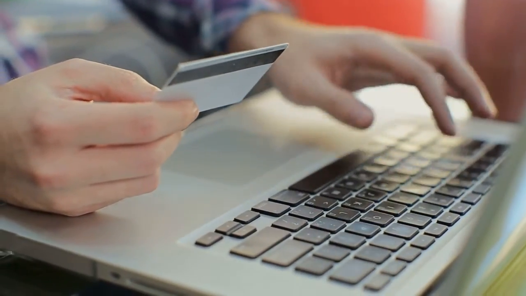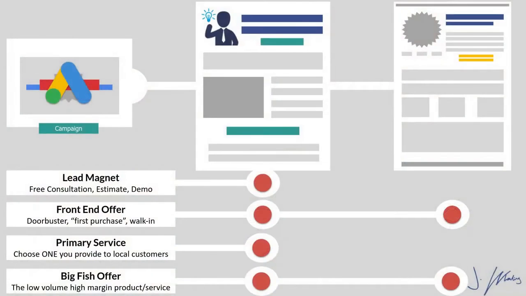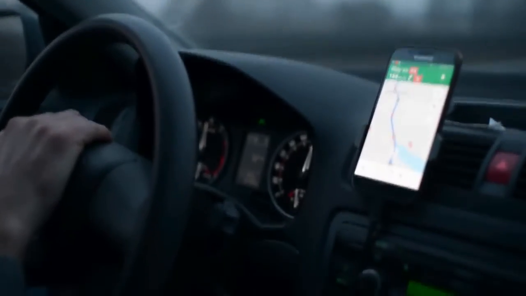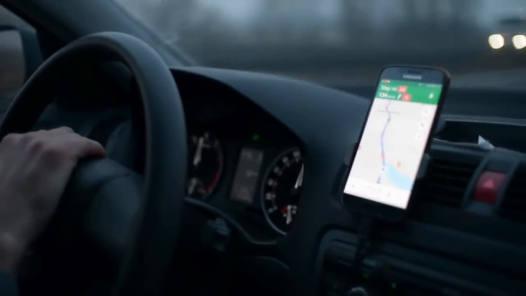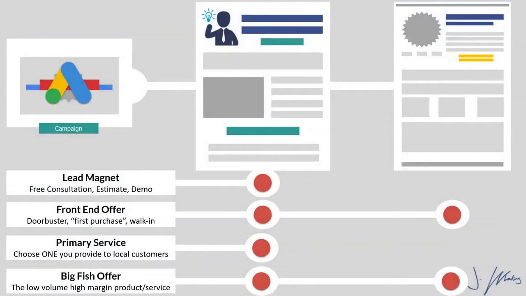Now, if you don't want to be creative and you want to go straight to your primary service as a services-based business, then you're going to want to choose one service that you provide to local customers. So this only works if it's an actual service that someone has to physically come to your location for. If this is a service that's done digitally or can't be taken care of in one visit, then this is not a good option.